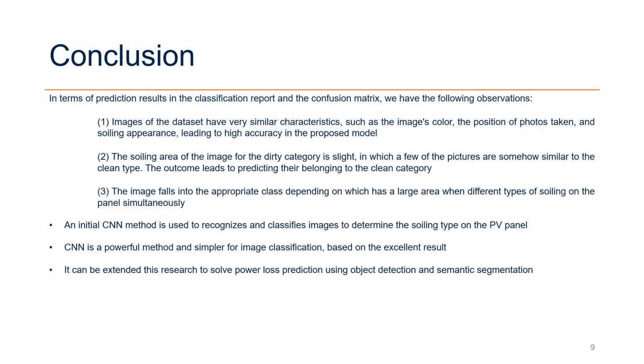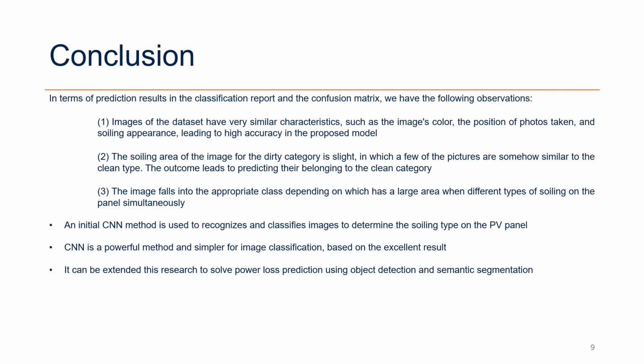In conclusion, in terms of prediction results in the classification report and confusion matrix, we have the following observations. Firstly, images of the dataset have very similar characteristics, such as the image color, the position of the photo taken, and soiling appearance. They lead to high accuracy in the proposed model.